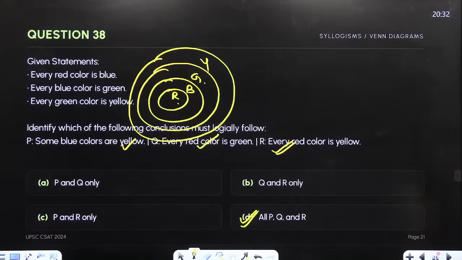Problem number 38. All PQR are correct in this, right?